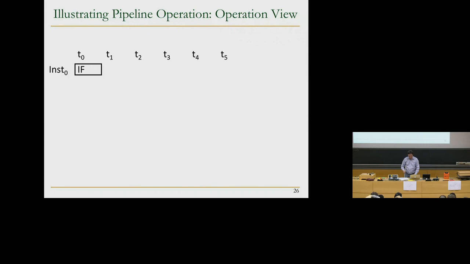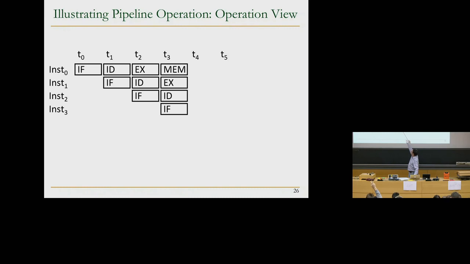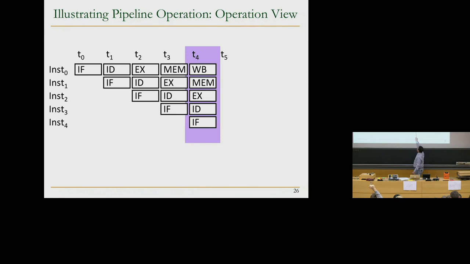Okay, so once again, this is for pipelining operation. The first instruction is fetched. Second time step, while you're decoding, we are fetching the second instruction. While we're executing the first instruction, the second instruction is decoded, the third one is fetched. Memory, execute, decode. And now, finally, in T4, my whole pipeline has been filled.